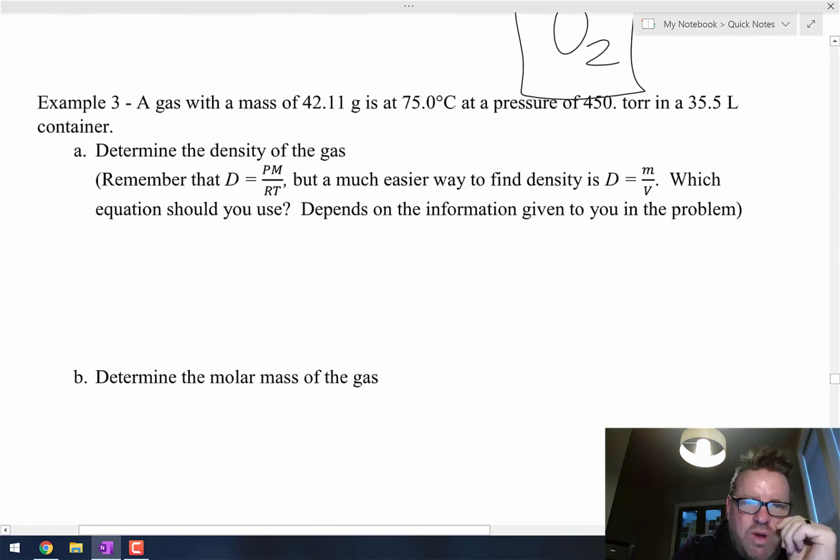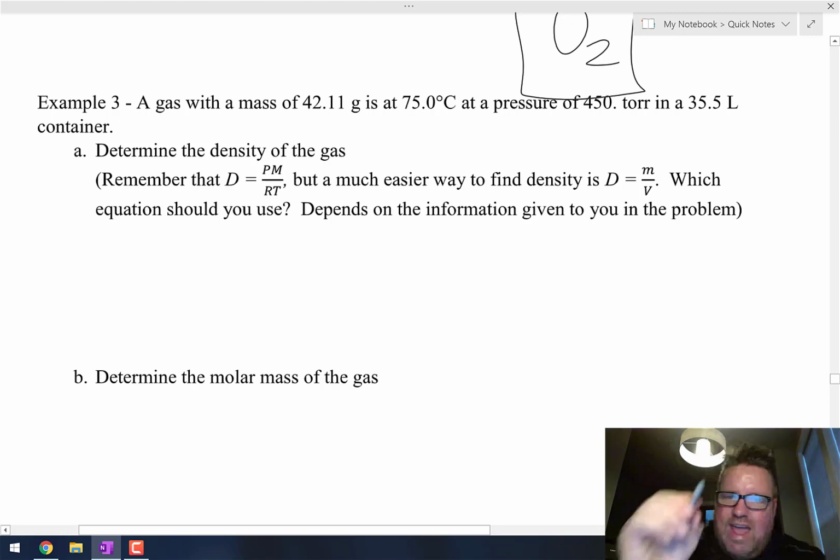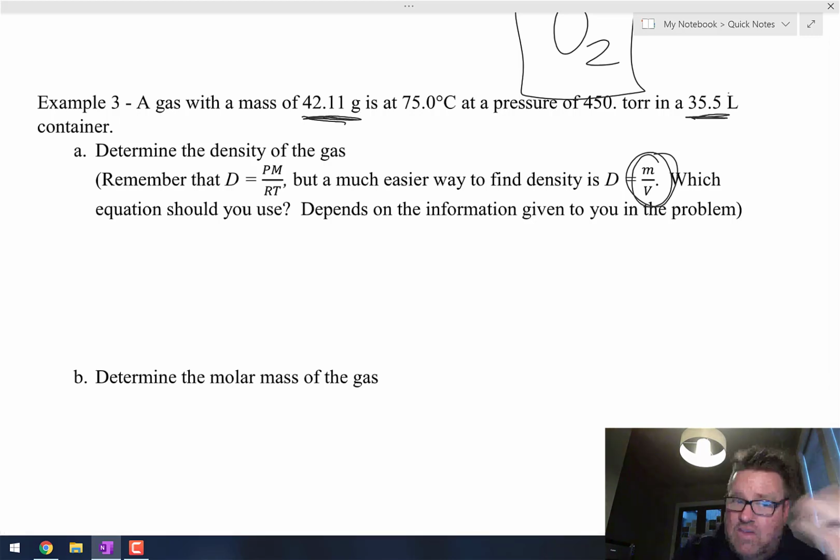All right, last one. A gas with a mass of 42.11 grams, 75 degrees, pressure 450, in a 35.5 liter container. Determine the density of the gas. Okay, so remember the equation, MP over RT, but the easier way to find the density of a gas, if they give it to you, is just taking the mass and dividing by the volume. There's the mass, there's the volume. So which equation do you use? In this case, if they give you the mass and the volume, you use that one.